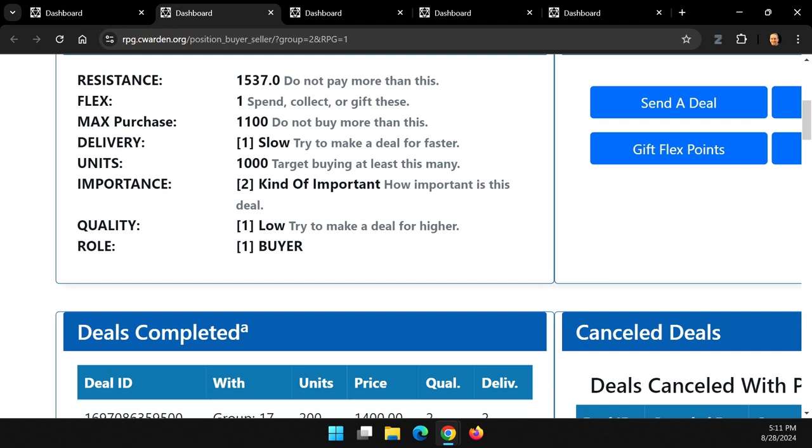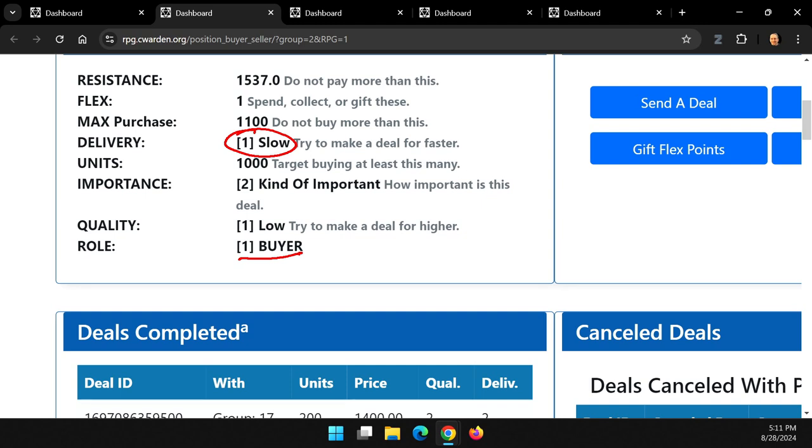Okay, so let me repeat. If I'm the buyer and my quality attribute here is low, that means that my company has told me I have to get at least low. But if I can get medium, that's better. And if I can get high, that's even better. That's what my company told me. That's what this number here means. What about delivery? Well, here we can see the delivery is slow. Because I'm the buyer, if I can get a faster delivery, that would be good for me.